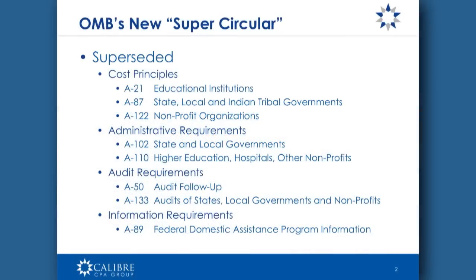So first of all, what is the super circular and why is it called a super circular? Basically, what the super circular did was take 8 or 9 previously issued circulars from OMB and combine them into one large super circular. The circulars that most impact the people watching this video would be A-122, Cost Principles for Nonprofits, A-110, Administrative Requirements for Nonprofits, and A-133, Audits, your Single Audit Act.